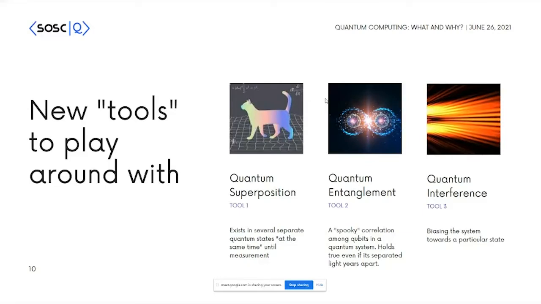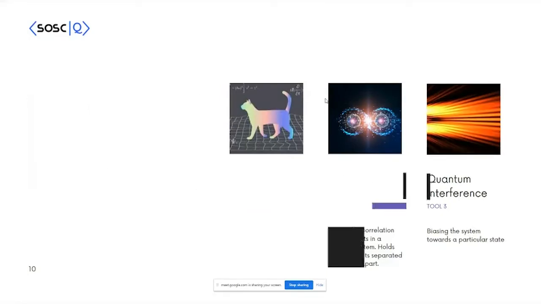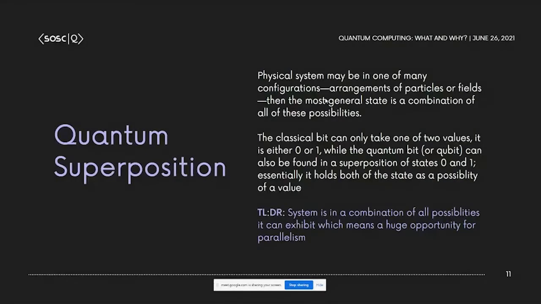Let's talk one by one about each of these. We'll be talking about these three basic tools, which enable a new paradigm of computing. We are given a possibility to think in a different way to approach the problem. The first one is quantum superposition. The basic idea is, let's say we have a classical bit, a normal bit, which has two values, 0 or 1.